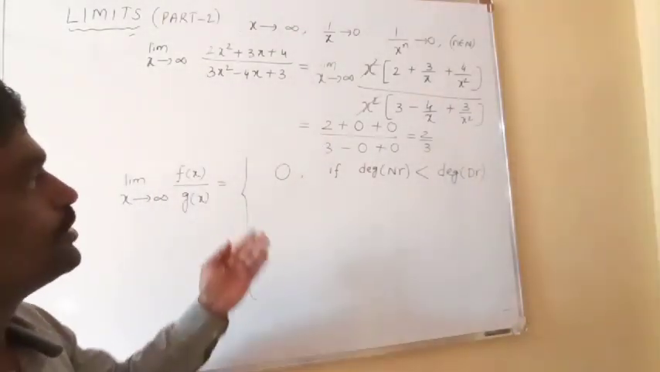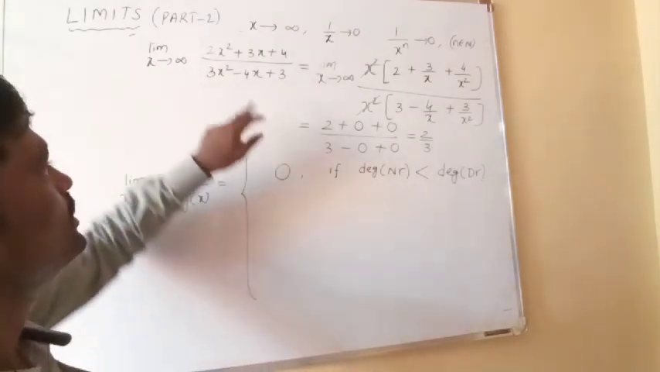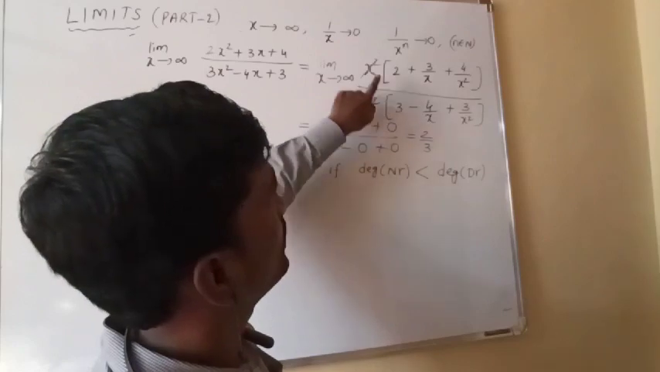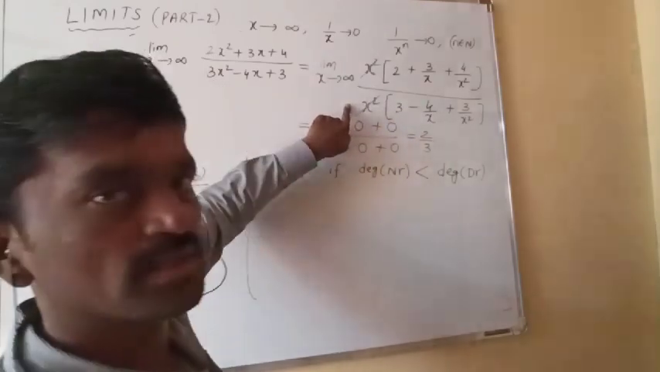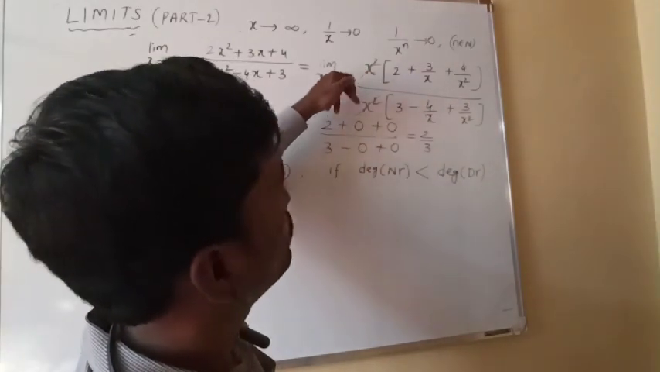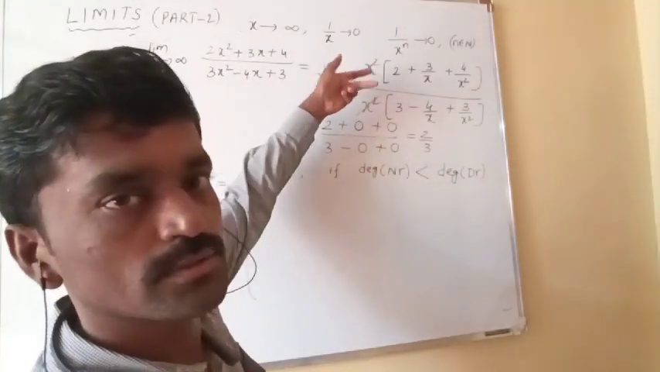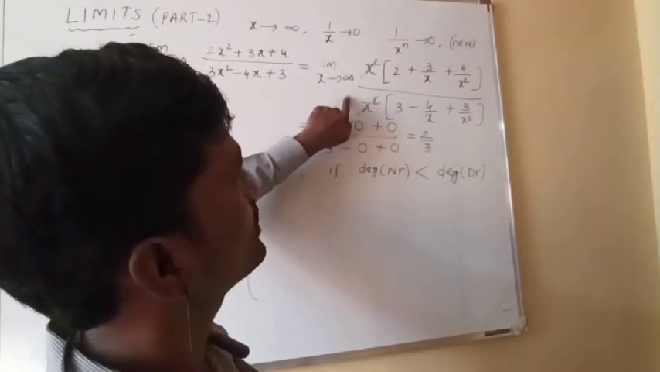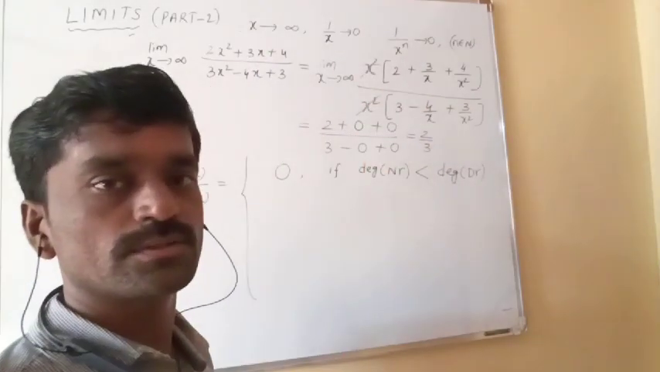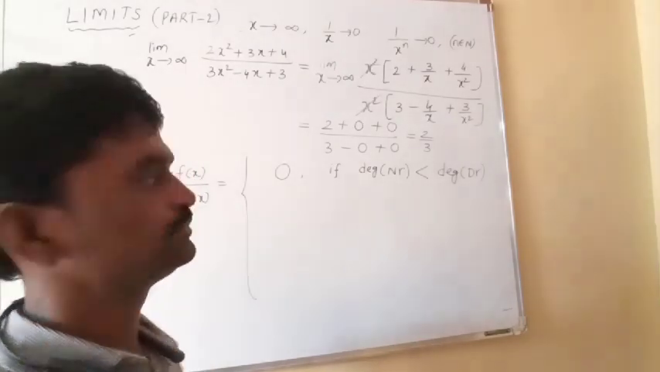So degree of numerator smaller than degree of denominator means, suppose here instead of x square, x cube is there. Here x cube is there, x square cancels, still 1 by x is left now. So what will you get as the answer? 2 by 3 into 1 by infinity. 1 by infinity is what? 0, because your x is left now. X value is infinity, if I substitute 1 by infinity into 2 by 3, 1 by infinity is what? 0. So 0 into 2 by 3, 0.